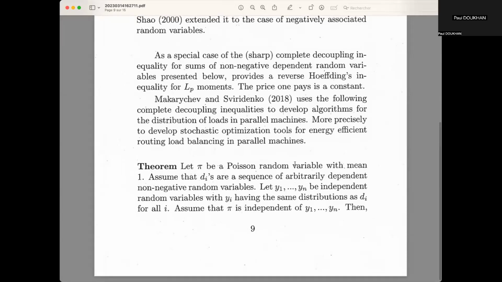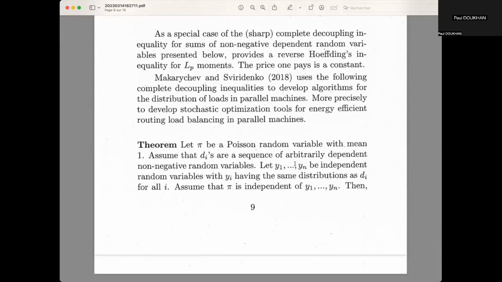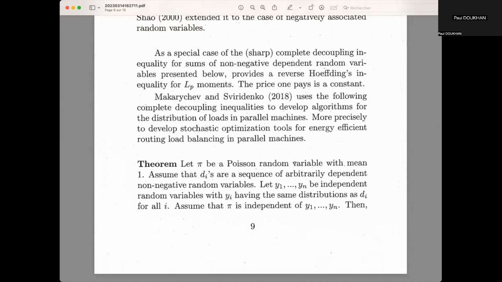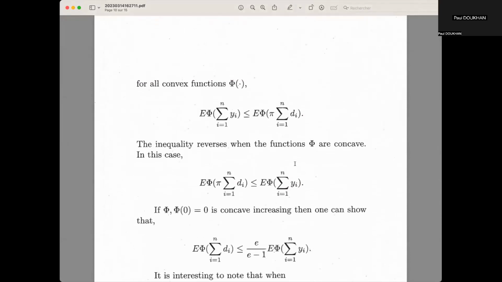So the context of the result is you have pi, which is a Poisson variable with mean 1, and pi is going to be independent of the d's and the y's. The y's are completely independent, while the d's are arbitrarily dependent. So I'm completely decoupling. The d sub i's are dependent, and the y sub i's are independent. That's why I chose that. Then the inequality is this.